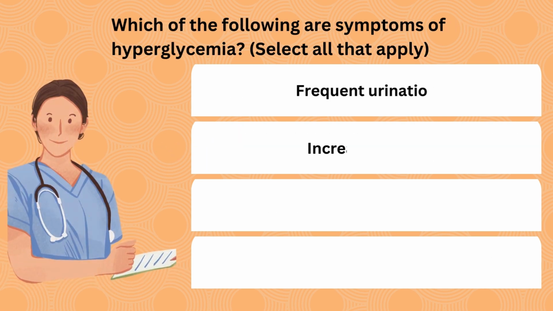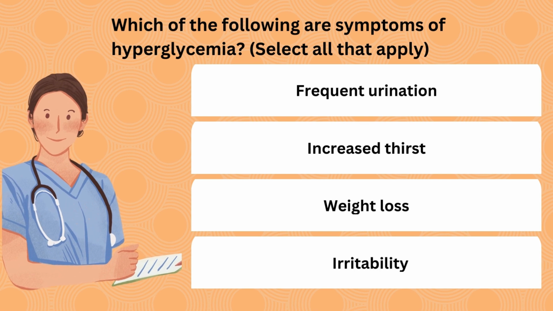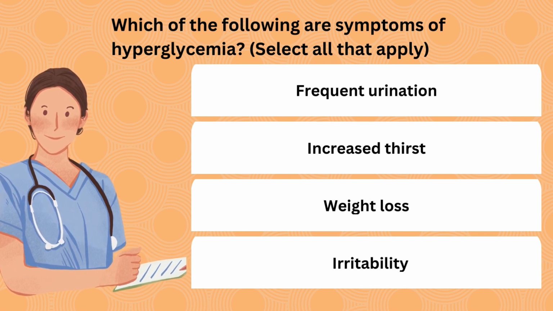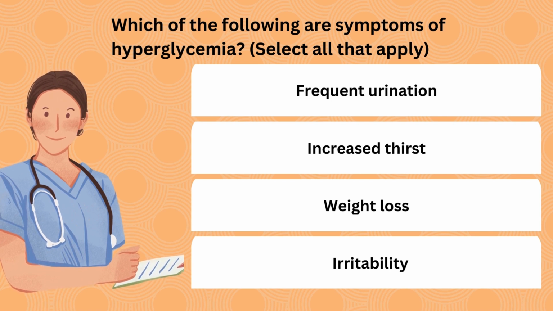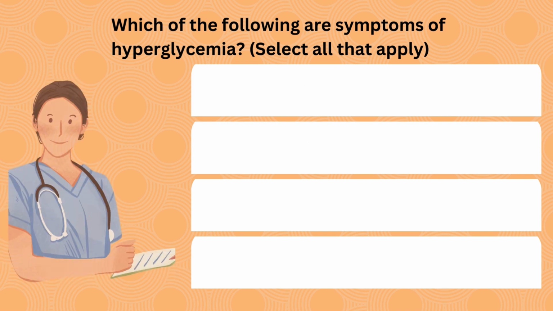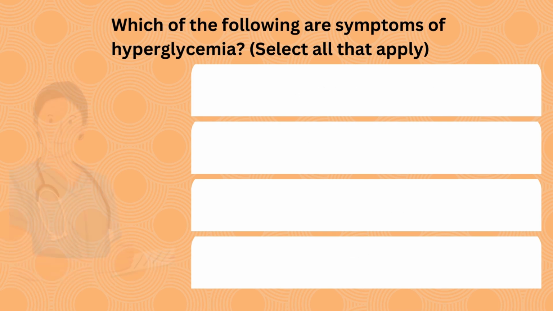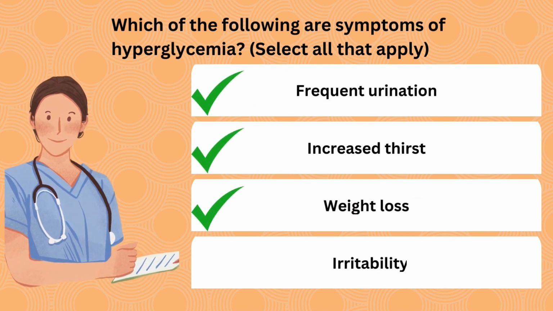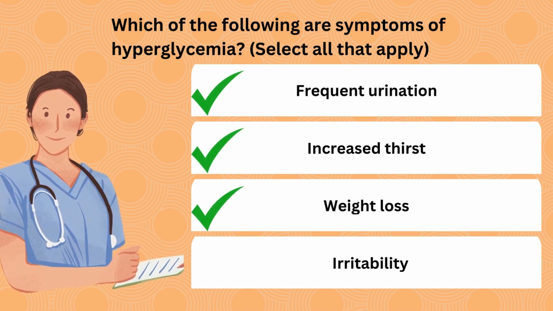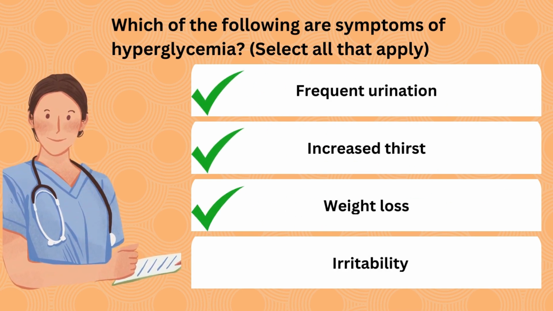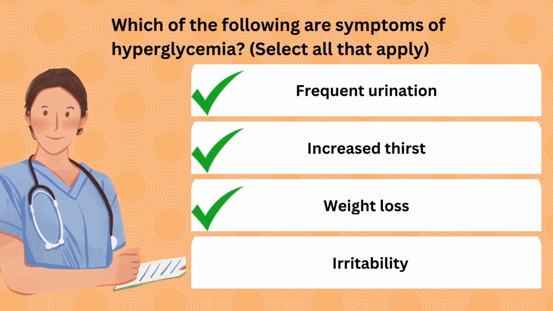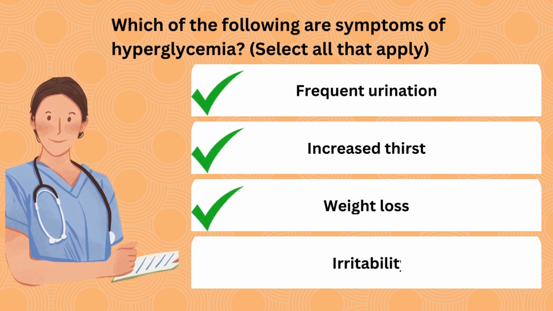Question 18. Which of the following are symptoms of hyperglycemia? Select all that apply. A. Frequent urination. B. Increased thirst. C. Weight loss. D. Irritability. The correct answers are A. Frequent urination, B. Increased thirst, C. Weight loss. These symptoms are commonly associated with elevated blood glucose levels.